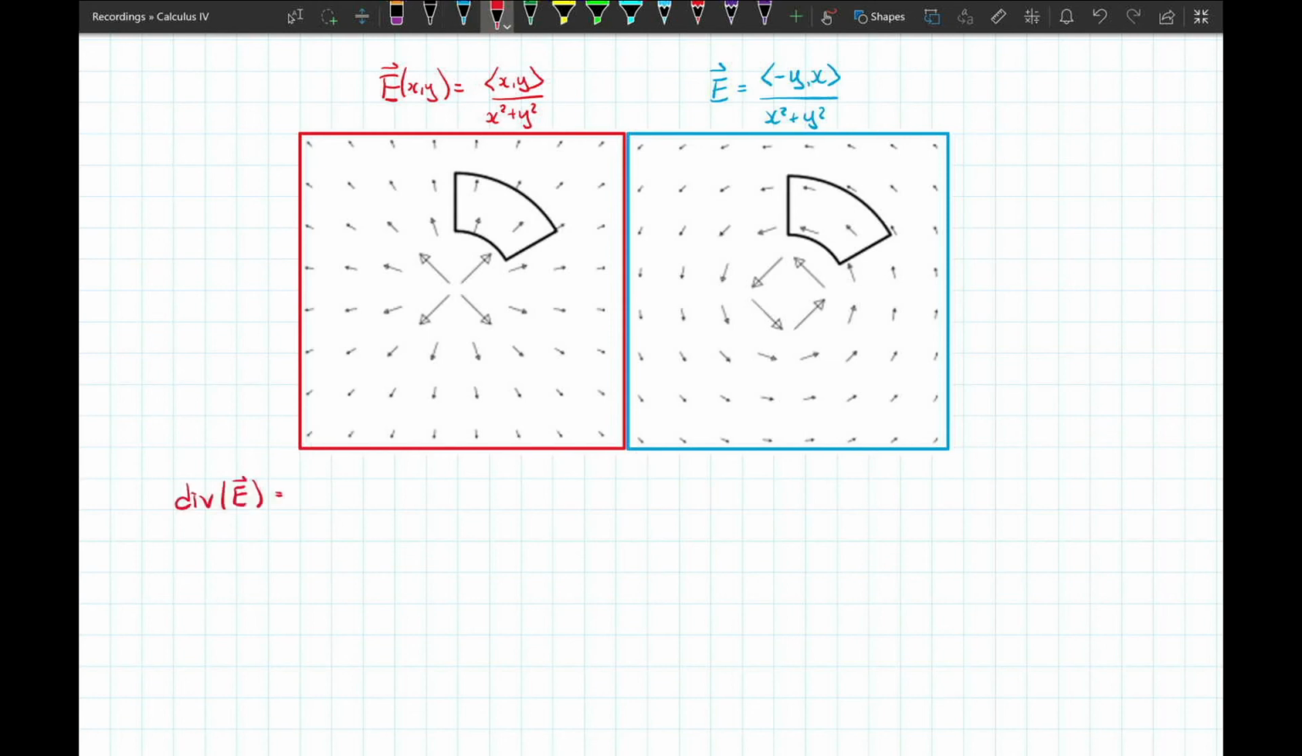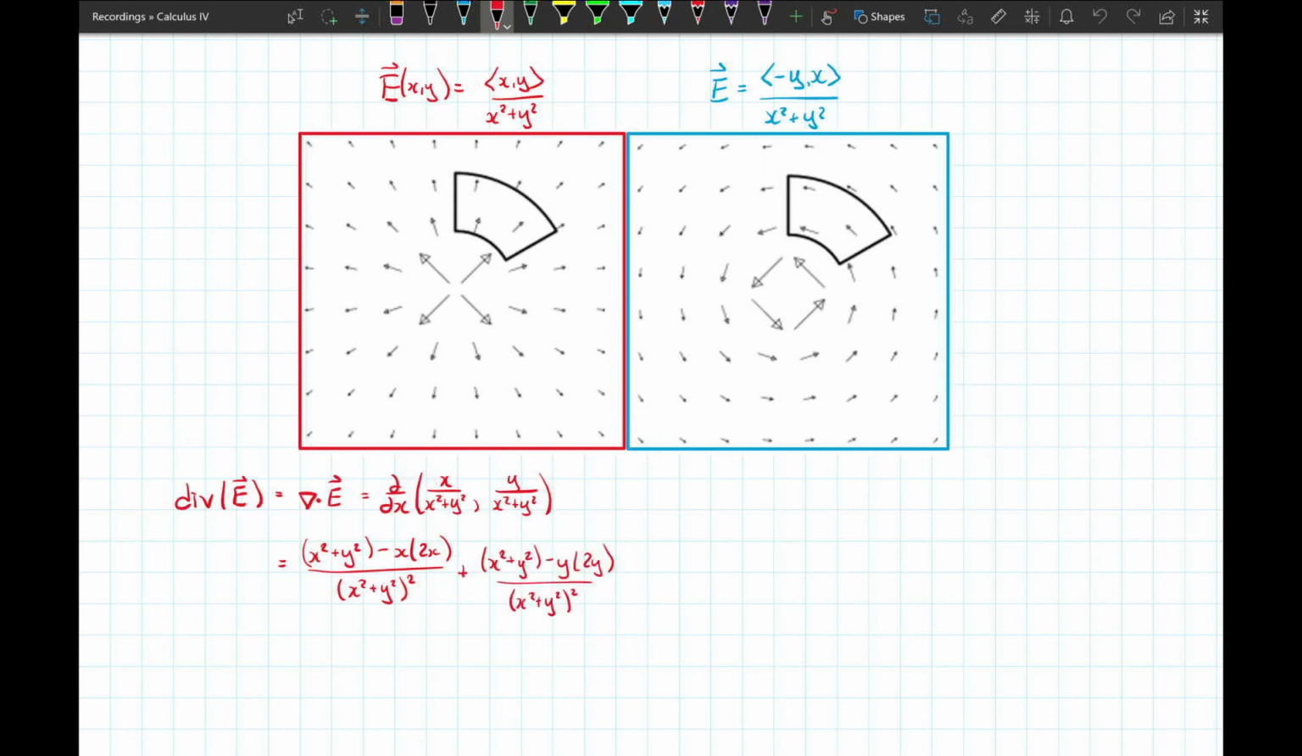This first vector field E, the red one here on the left, certainly looks like it is diverging. We would expect a positive divergence, although you can see we can't calculate the divergence at the origin when x and y are both equal to 0. But let's calculate it. Remember, the divergence here is where we have the dot product of our vector differential operator and E. Applying the differential operator to each component, we'll have a quotient rule on the x component plus the quotient rule on the y component.